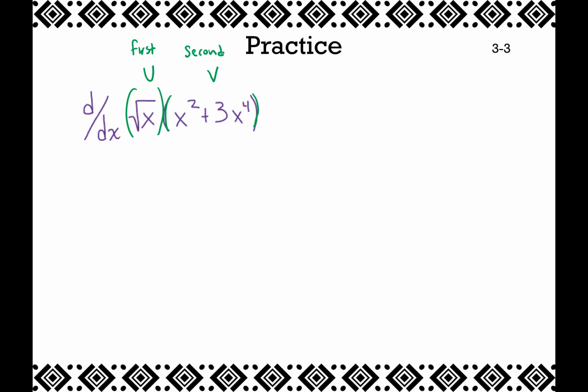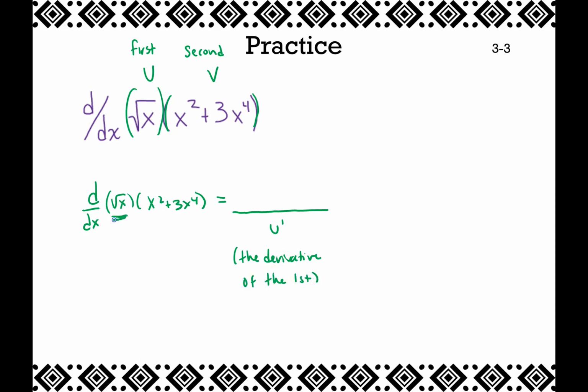All right, so what we're going to do is take the derivative of this. So we're going to say that d/dx of this function, square root of x times x squared plus 3x to the fourth, is going to be equal to the derivative of the first. So this is going to be u prime, or we can think of that as the derivative of the first.